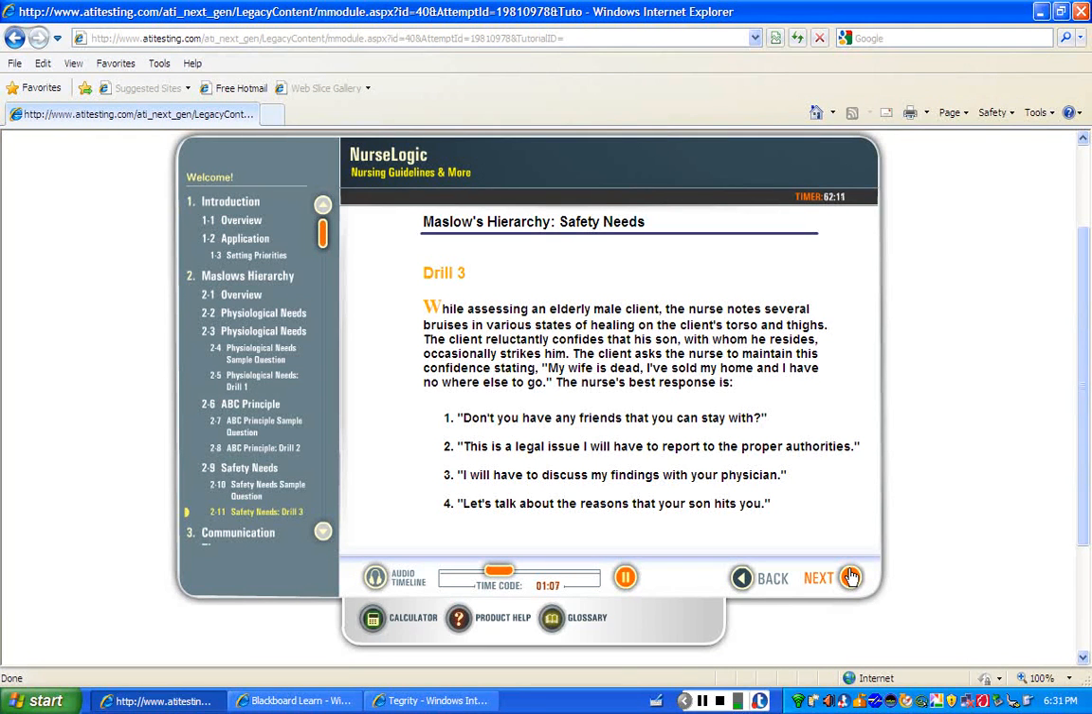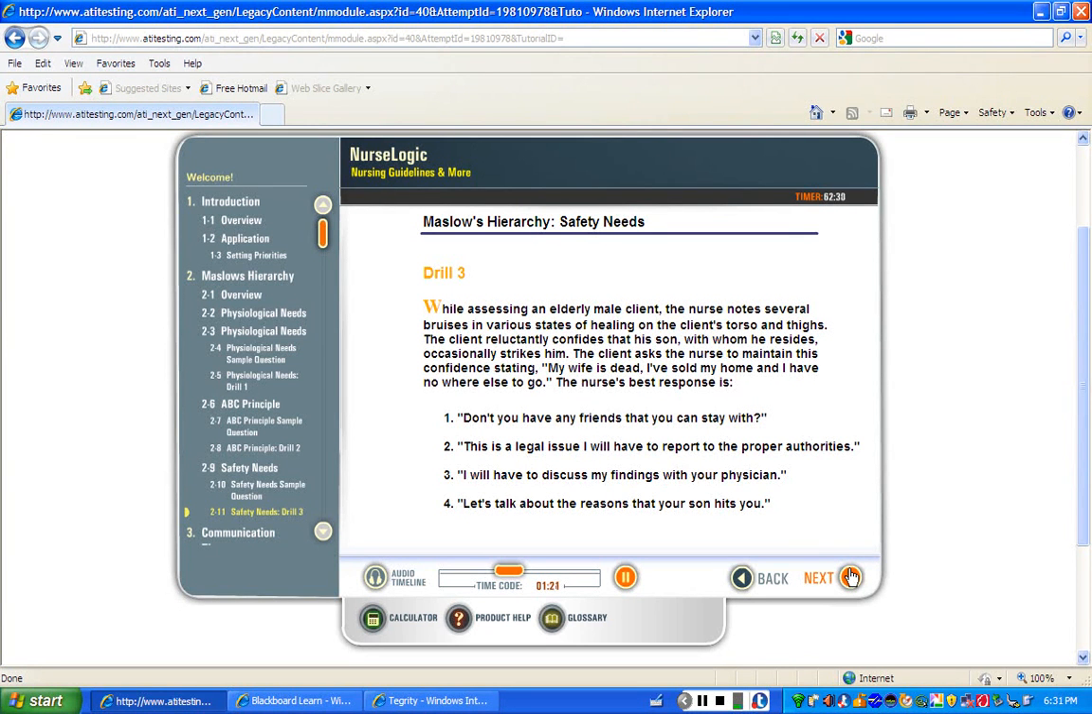Option 1. Don't you have any friends that you can stay with? We can assign a minus sign to this option. The client has already stated in the case scenario that he has nowhere else to go. This non-therapeutic response to the client appears paternalistic.